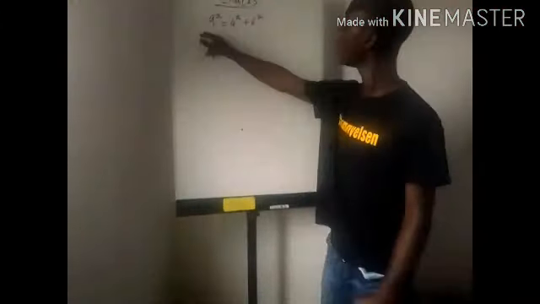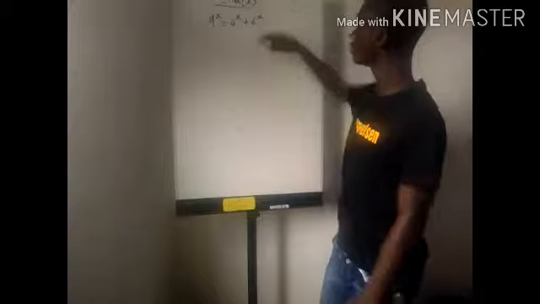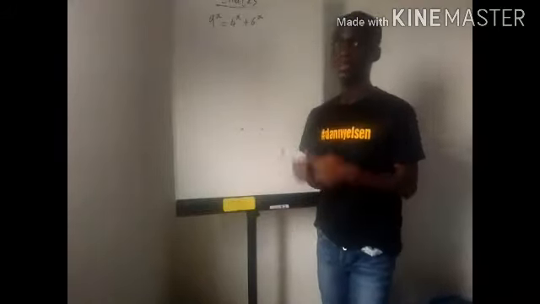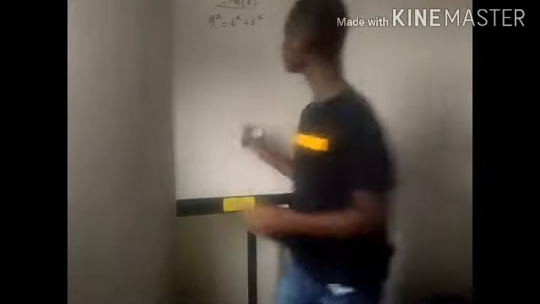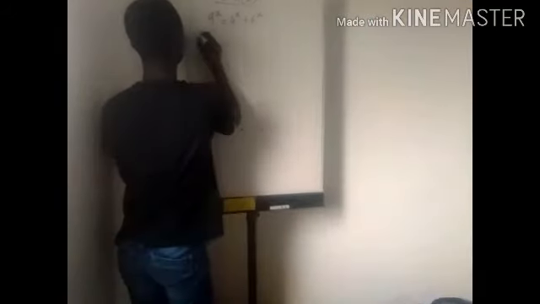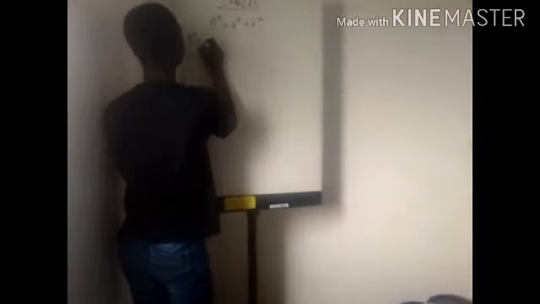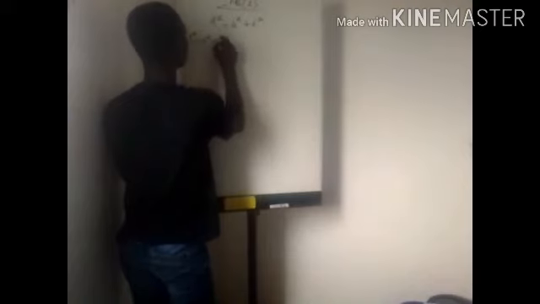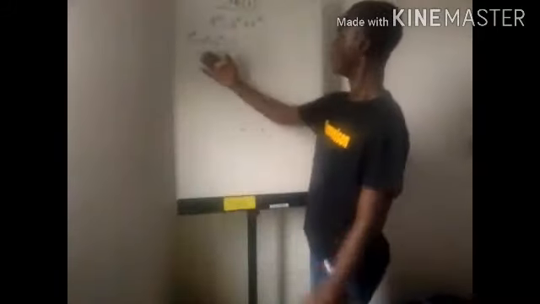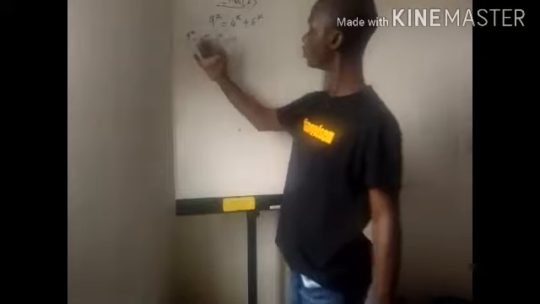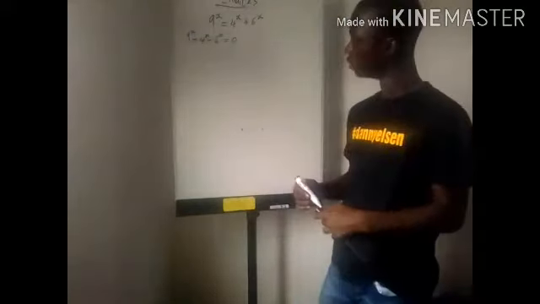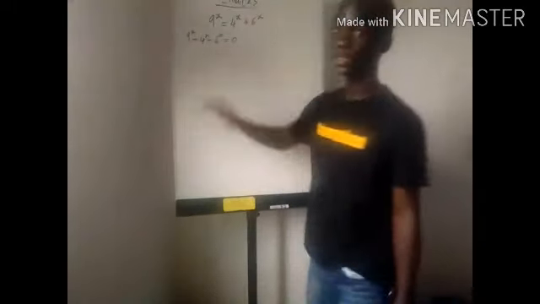Indices problem: 9 to the power of x equals 4 to the power of x plus 6 to the power of x. The first thing I'm going to do here is bring everything to one side of the equation. I'm going to have 9 to the x minus 4 to the x minus 6 to the x equals 0. Now, there's a certain number which we can divide all terms by, and that's going to be 4.